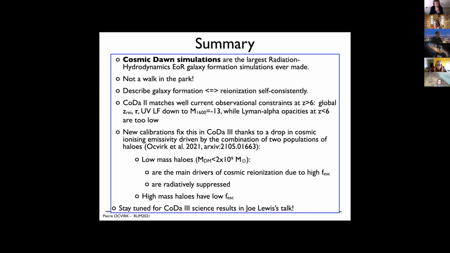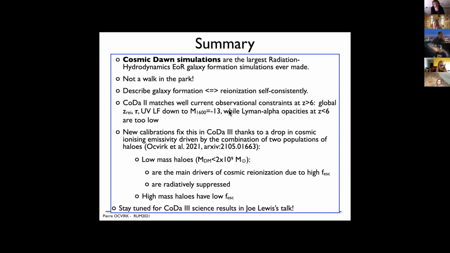So I presented to you the Cosmic Dawn simulations, and in particular Cosmic Dawn 3. They are the largest radiation hydrodynamics simulations of the epoch of reionization ever made. Getting them to work was not a walk in the park. It's really hard, as you can judge by the number of bottlenecks and bugs that I had to fix and deal with in the meantime.